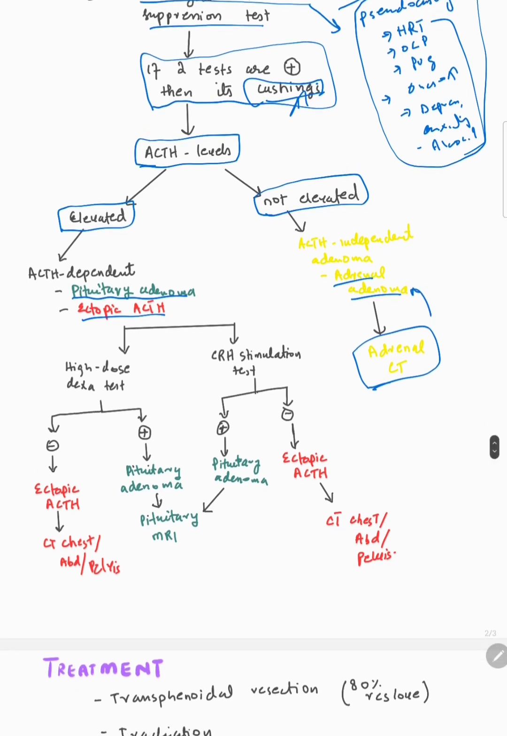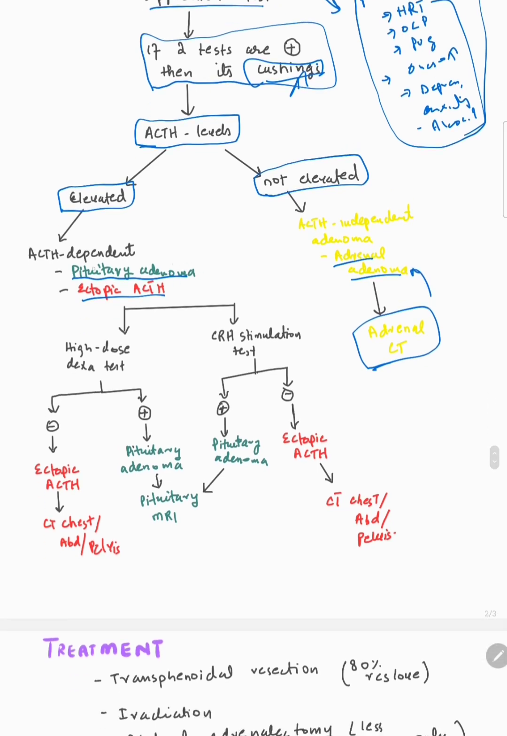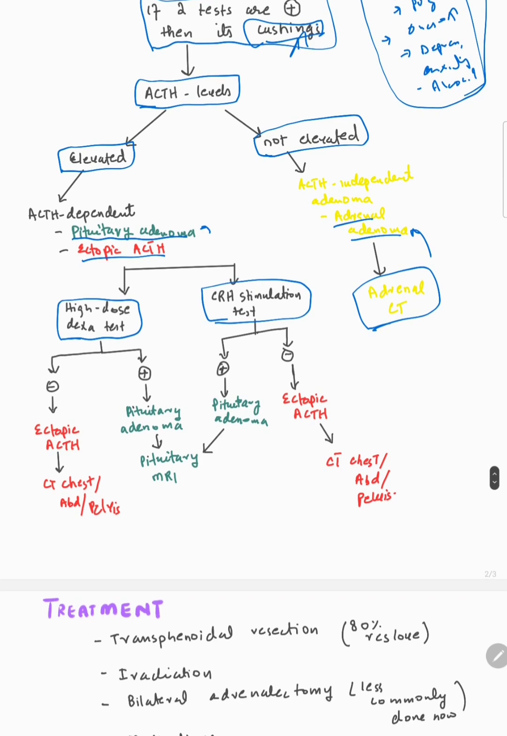Then, like we talked about, we have to differentiate ACTH dependent causes, because both of them cause increased ACTH. So we have to know which one is present in the patient. For that, we can either do a high dose dexamethasone suppression test or a CRH stimulation test. If we do the high dose dexamethasone suppression test and the cortisol is suppressed, if it is positive, then it's pituitary adenoma, or Cushing's disease. Adenoma can be suppressed by the high dose dexamethasone suppression test.